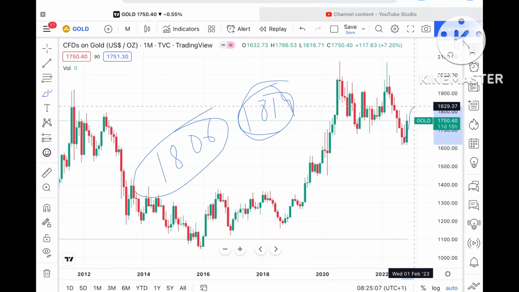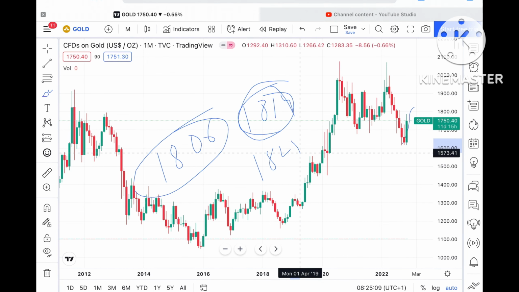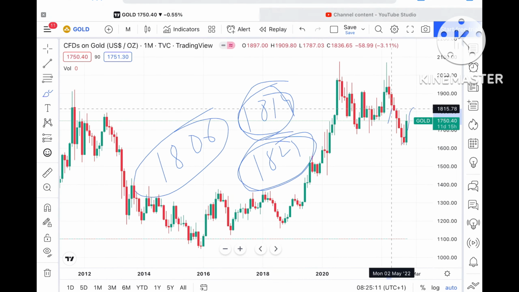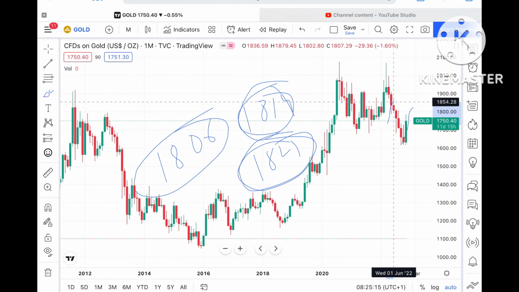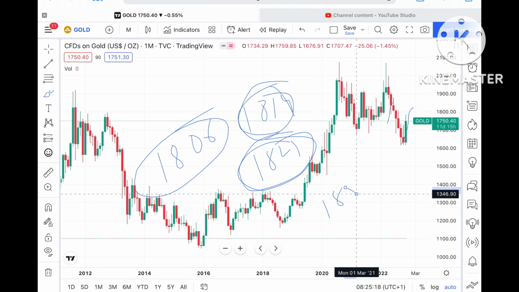We can see it go towards a level of around 1829. Once this sustains 1829, again we can see it go towards a level of 1833, which is again a weak resistance. So chances of moving towards a level of 1854 will be there.